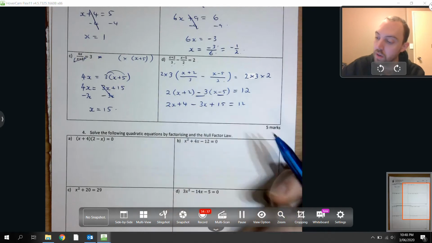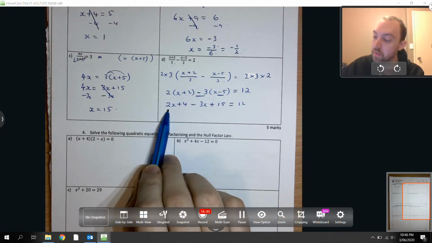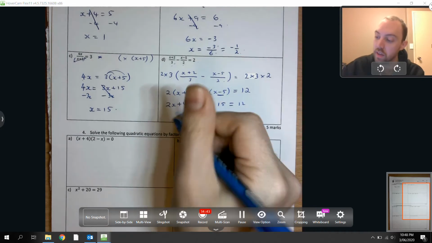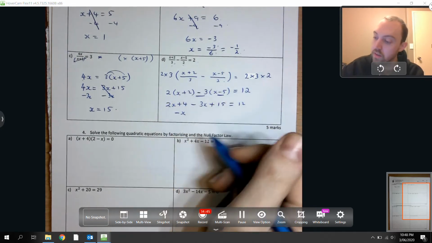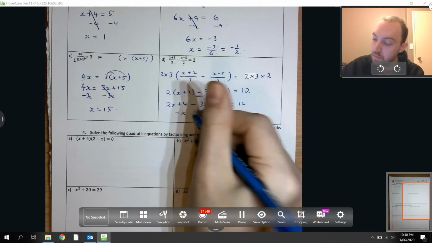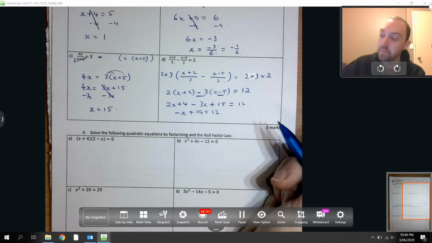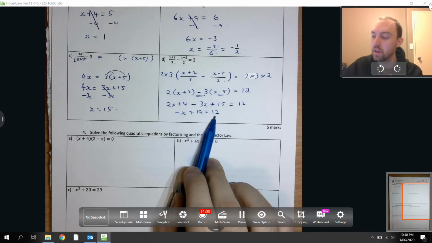So I'm going to run out of room a little bit before I've actually got there. Collect my like terms. 2x take 3x leaves me negative x, plus 4 plus 15, which gives me plus 19. This is equal to 12.